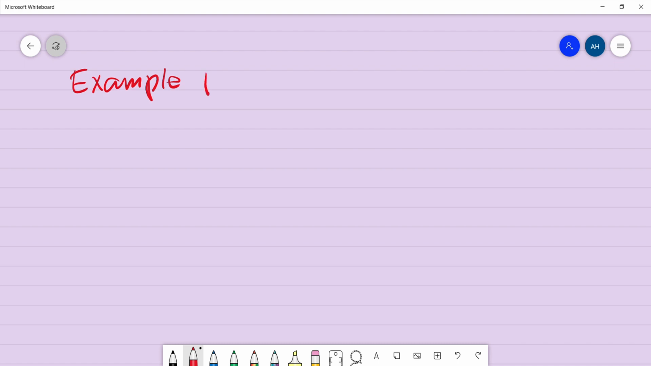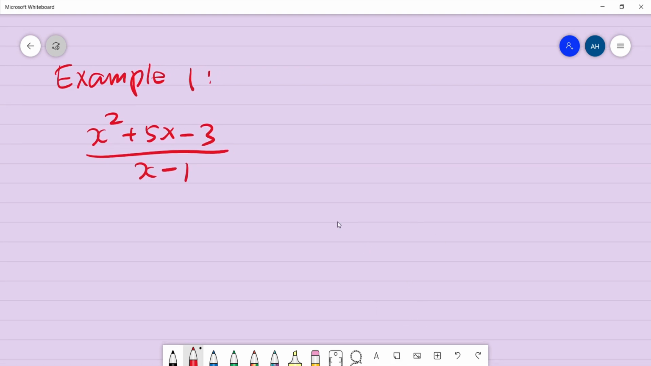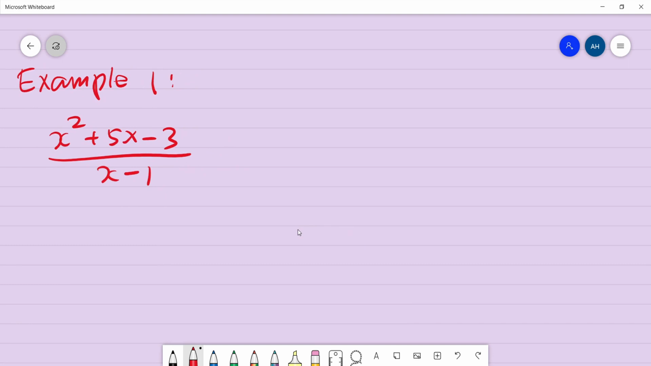Example 1. We have x squared plus 5x minus 3. We want to divide it by x minus 1. We want to do this division by using synthetic division. Now let's see the process that we have to do in this method: we have to write down the coefficient of the variable in each term.